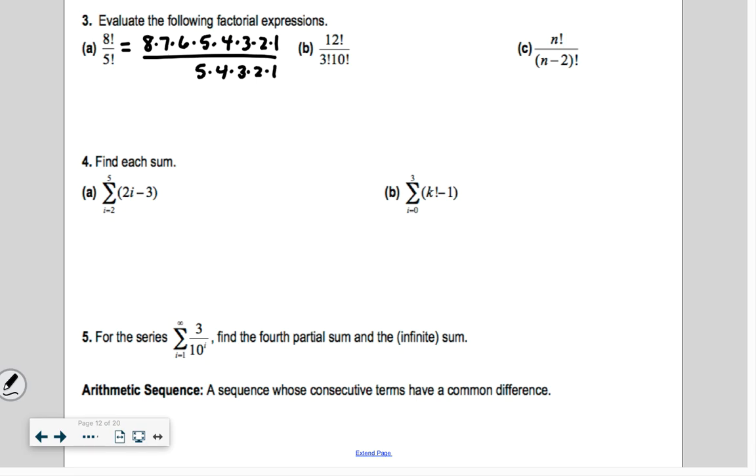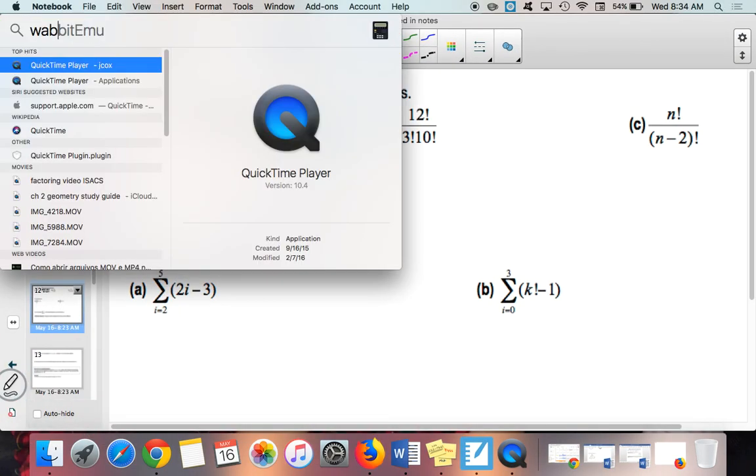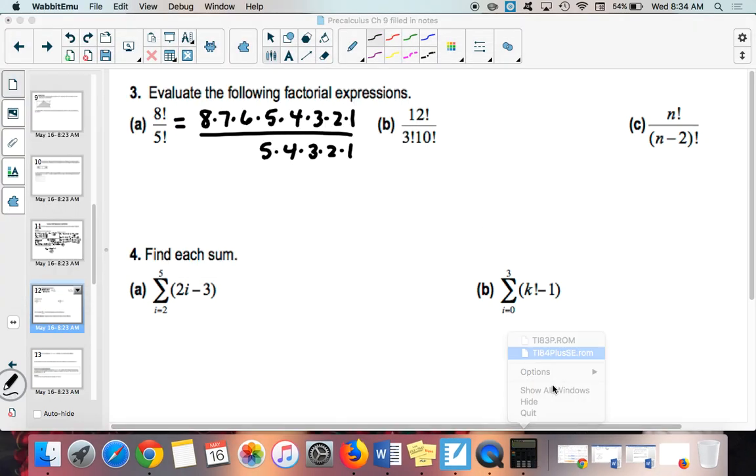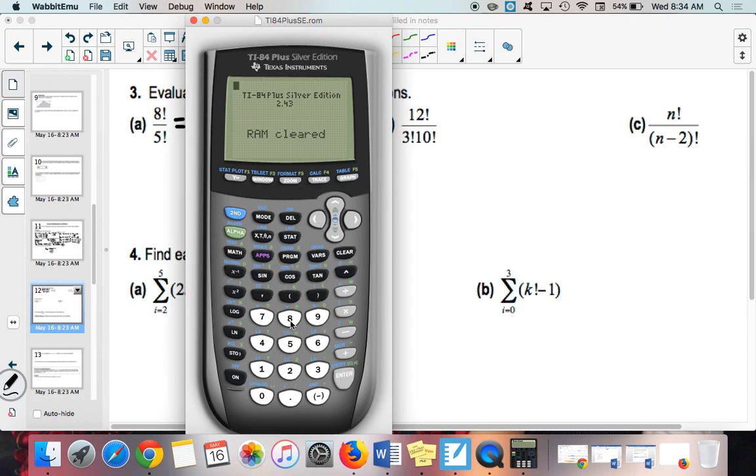Okay, so what happens is I could put this in my calculator, there is a factorial button. Do you guys remember how to find the factorial button? Okay, so pull out your calculator. You can hit 8, and then you can hit math. Go over to PRB, and it's option 4. And then you can divide by 5, math, PRB, option 4, and you would get an answer.